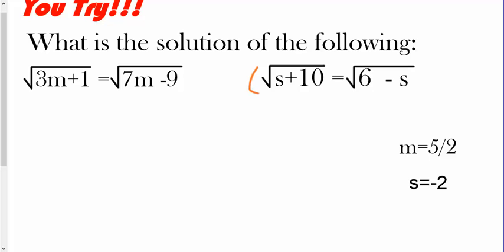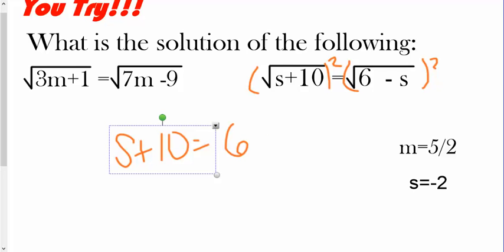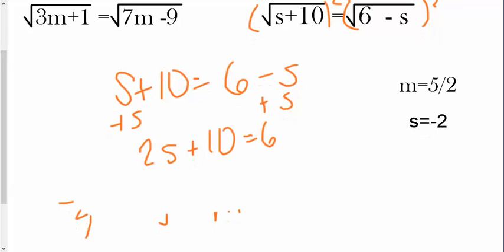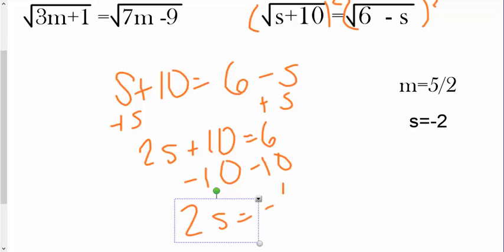Here, again, I'm squaring both sides, which gives me s plus 10 equals 6 minus s. From there, I add s to both sides. So 2s plus 10 equals 6. So therefore, I have to subtract 10 from both sides. Let me get rid of that garbage down there. 2s equals -4. So s equals -2.